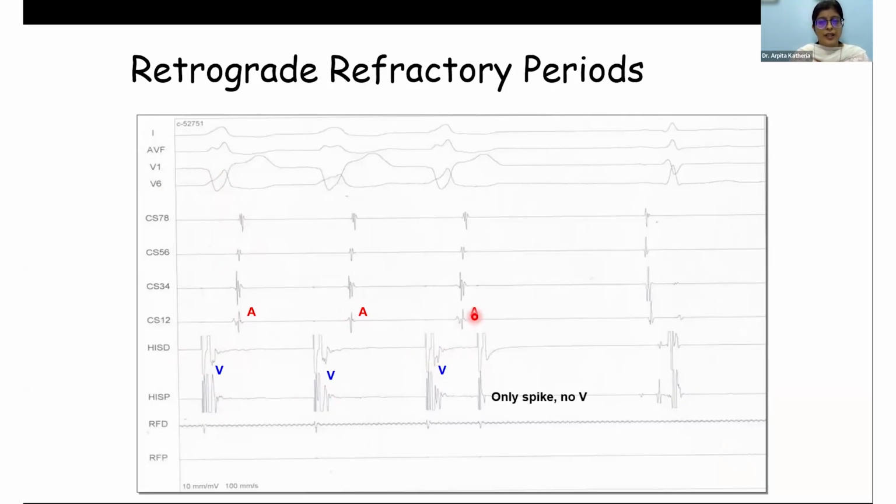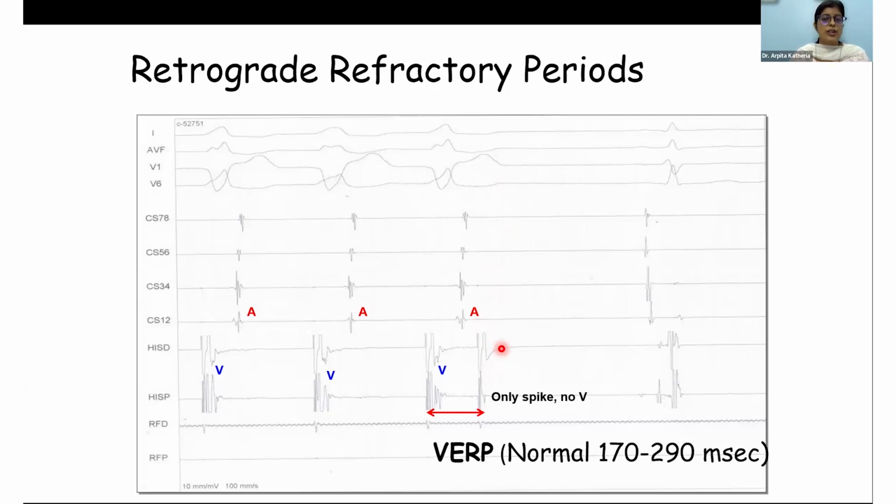What is happening after that? We are getting a spike. There is no V. How do we confirm it? There is no QRS in the surface ECG. After the third V, there is a pacing spike, there is no V and no A. That means that the impulse is getting blocked in the ventricle itself. This is ventricular effective refractory period, which is normally 170 to 290 milliseconds.